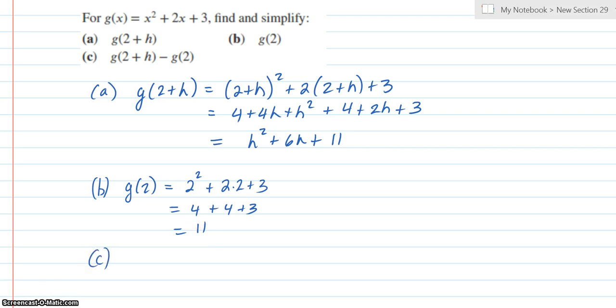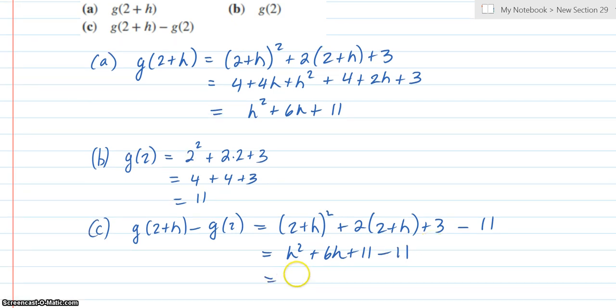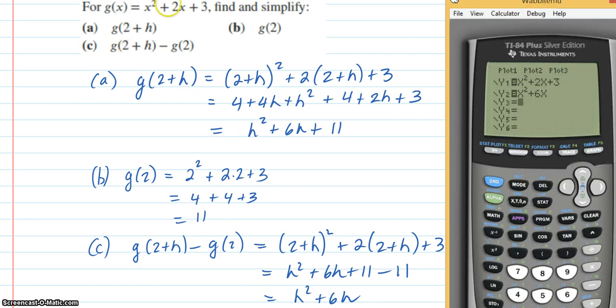And then part C, plugging in a 2 plus h, and then subtracting g of 2, you would get part A minus part B. So you would end up with just h squared plus 6h. What does that mean? Yes, if I graph the original, this is a shift to the left 2 and then down 11, because g of 2 is 11.